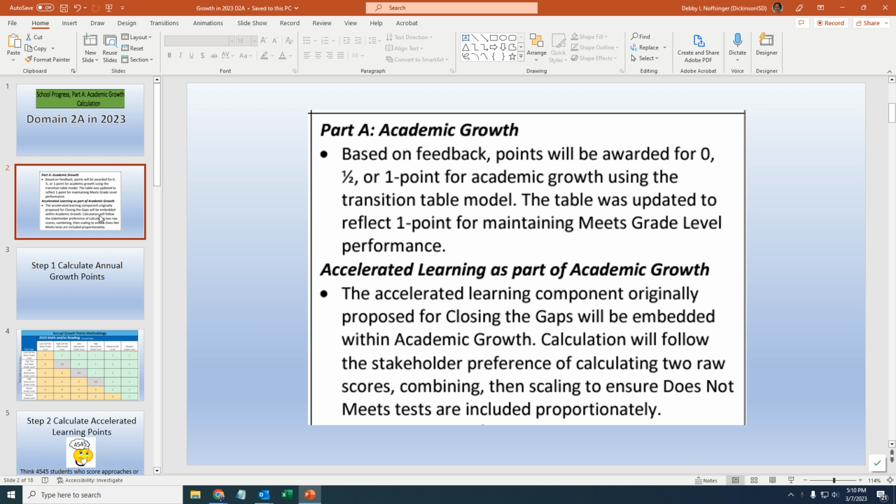The other news that we have received is on accelerated learning. Accelerated learning has taken a great turn for the better. Remember originally we talked about the fact that the student was going to be in the denominator twice? Well, the student will only be in the denominator once, and they will have the ability to earn an extra 1/4 point. And we'll go over that chart in just a couple slides.